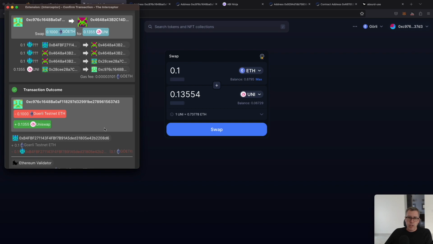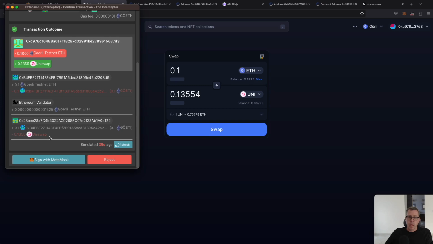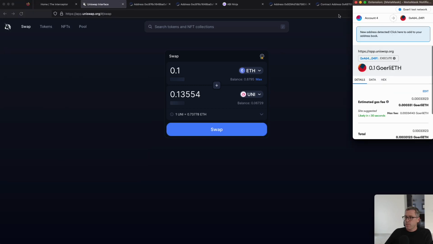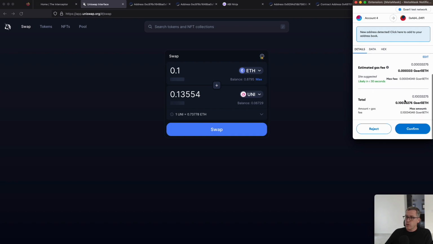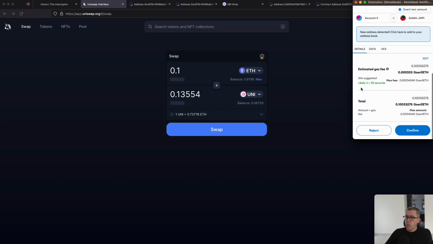If you look at the transaction outcome, this is what I think is probably the most interesting element, which is that by running this, the net effect will be that this account loses 0.1 Goerli testnet ETH and gains 0.1355 Uniswap tokens. And so if we click sign with MetaMask, only then does it forward, and you're left with all the same user interface elements we had before, but it's already gone through the intercept and we've already verified what it is that it was going to do. So we can reject this.